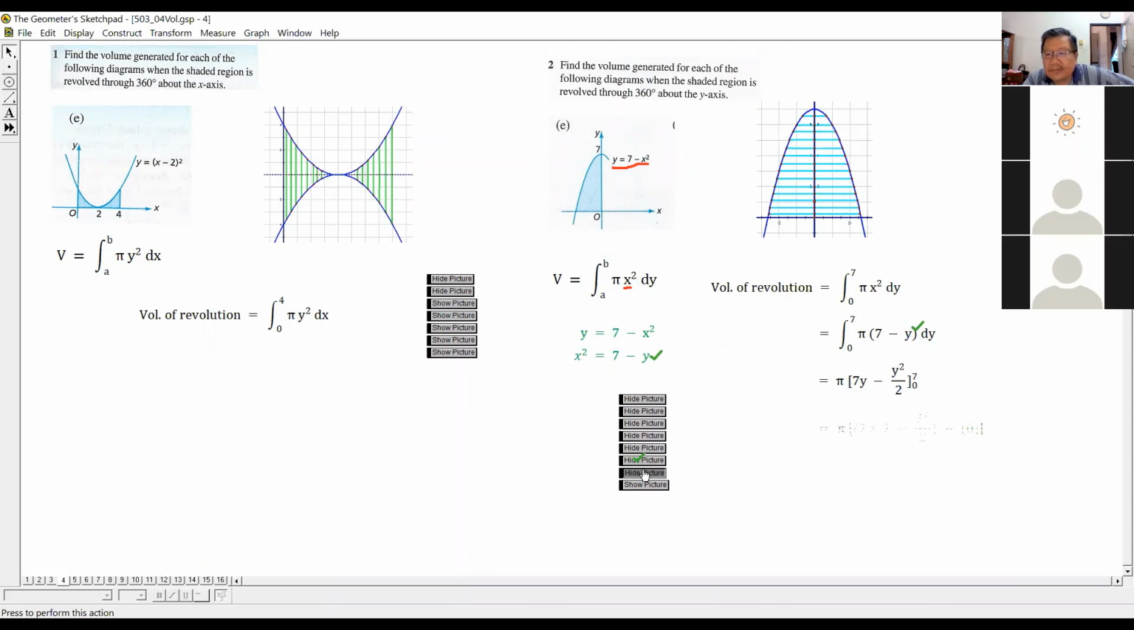Finally, you substitute 7 inside the definite integral. Substitute 7 becomes 7 times 7, and y square over 2 becomes 7 squared over 2. Then minus substitute 0. So substitute 0, everything becomes 0. So the final answer is 49 over 2 pi unit cube.